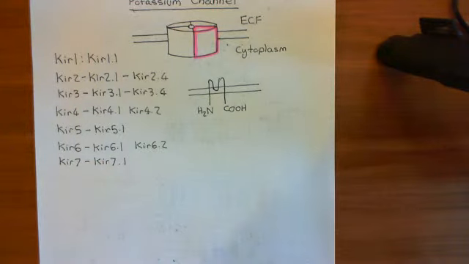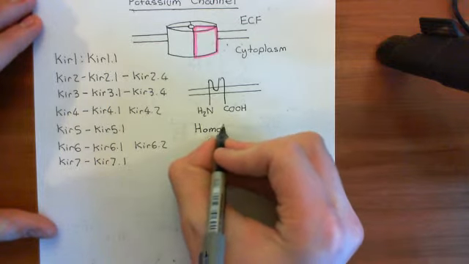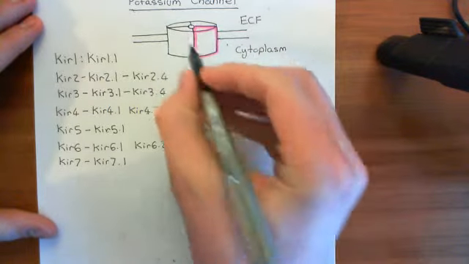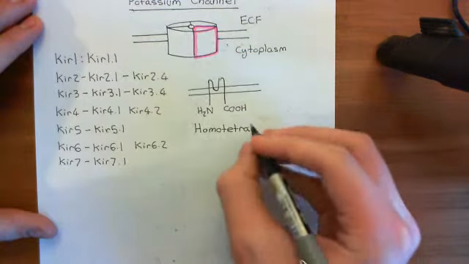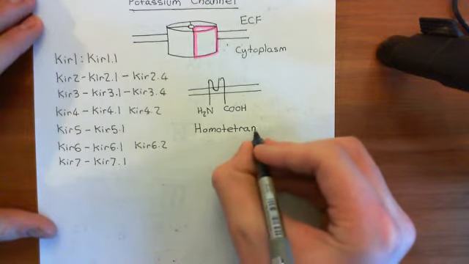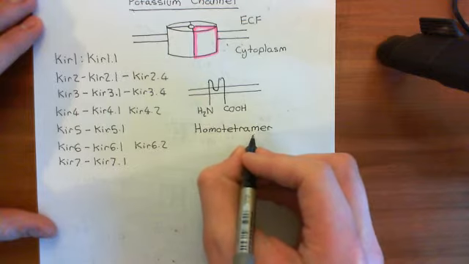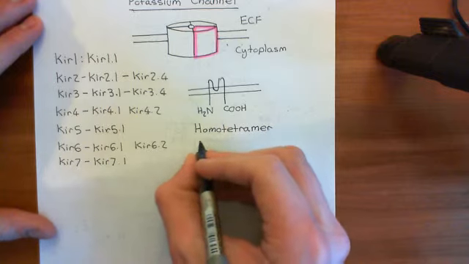Well, basically, you can produce homotetramers, but you can also produce heterotetramers. So a homotetramer is where you use the same KIR subunit in all 4 slots. Okay, so you make an inwardly rectifying potassium channel out of 4 identical inwardly rectifying potassium channel subunits. That will be called a homotetramer. Homo for same, tetramer for 4-membered structure. So it's made up of 4 of the same subunits, basically.